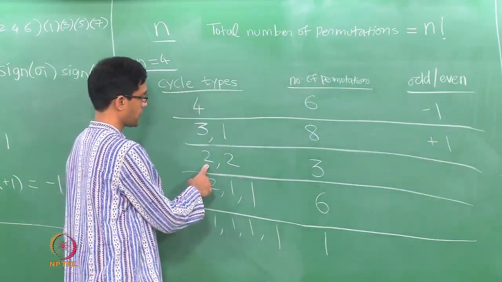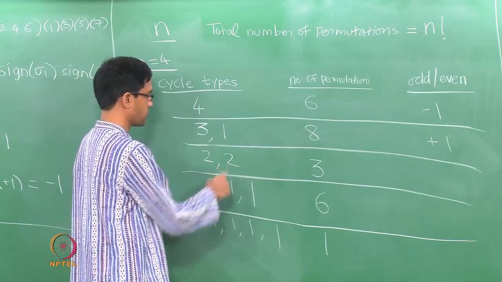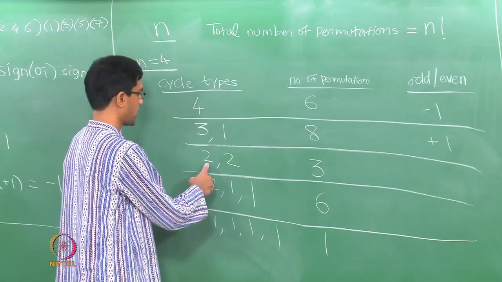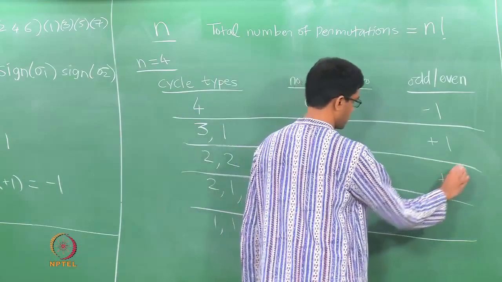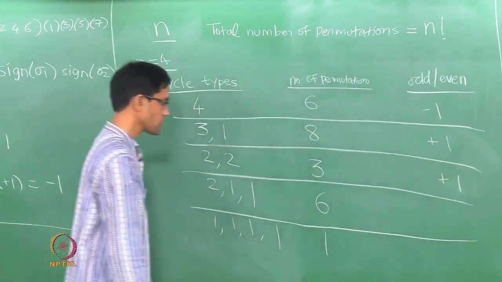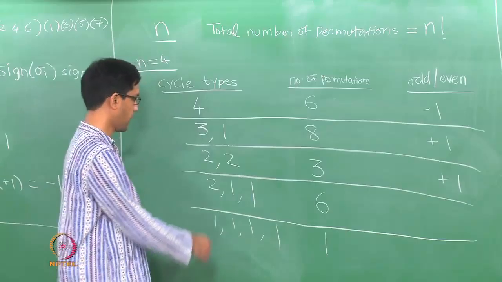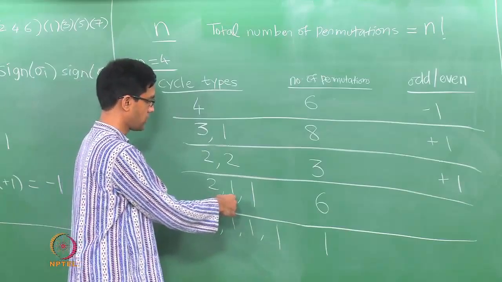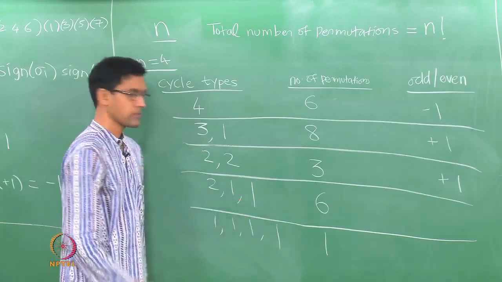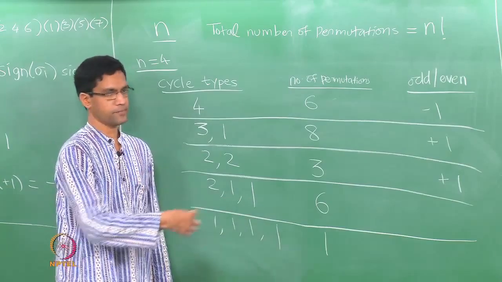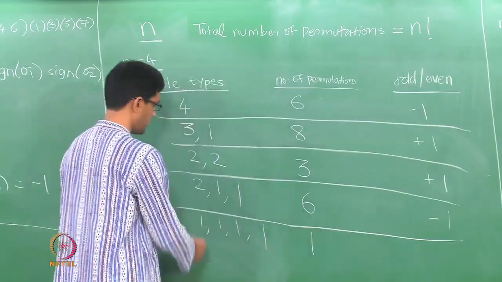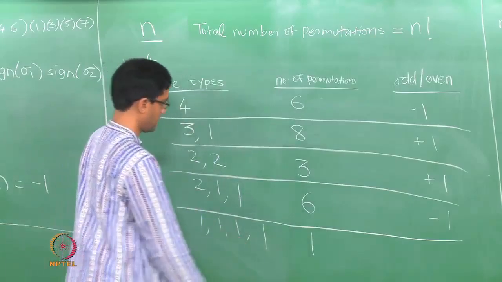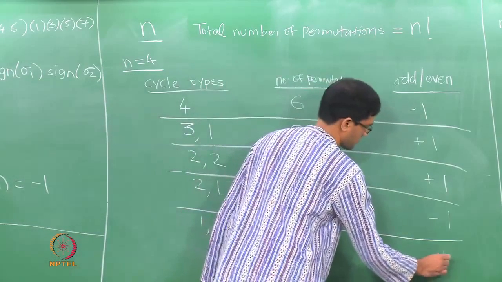Similarly here we do the same thing. There's a 2 cycle composed with another 2 cycle. A 2 cycle is odd, another 2 cycle is therefore also odd. So a product of 2 odd permutations is an even permutation. Now here a 2 cycle is odd, 1 cycles are both even, so odd times even will still give you an odd permutation. And finally, the last one is really an even permutation.